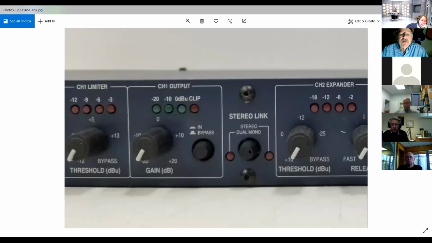Here's that all-important stereo link button. This is what I was talking about. If you're going to be using this as two separate mono processors, make dang sure you push in dual mono. Otherwise, make sure you are in linked stereo mode. And again, the reason is because if you got one host who is very, very loud and another one who's soft-spoken, all your listeners are ever going to hear is the loud guy.